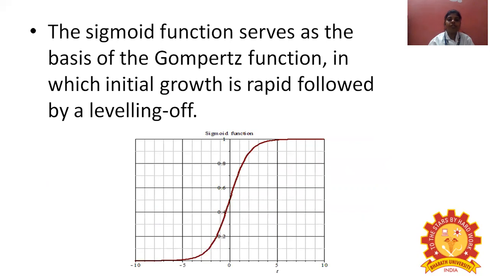The sigmoid function serves as the basis of the Gompertz function, in which initial growth is rapid followed by a leveling off. This figure illustrates the sigmoid function.